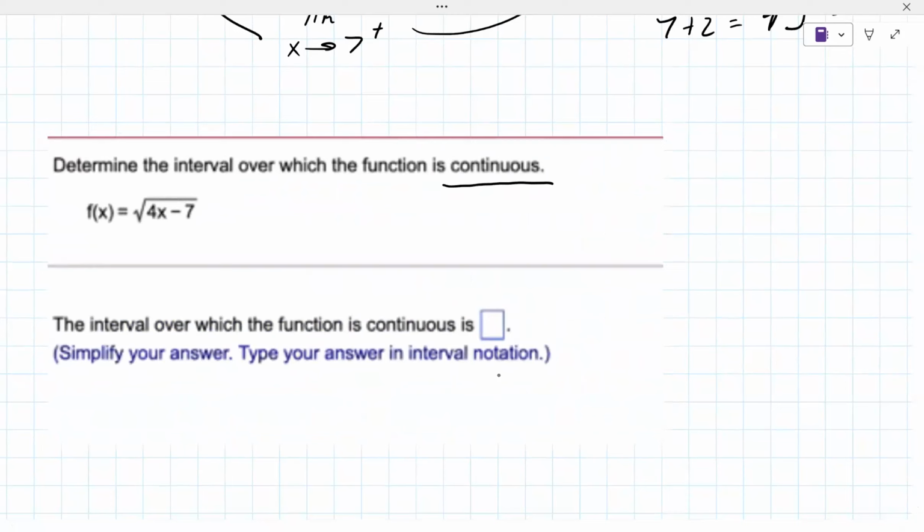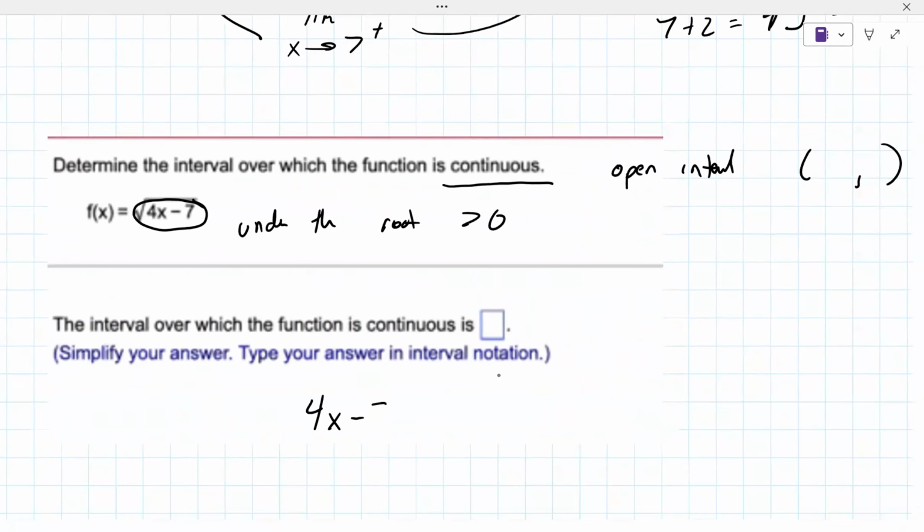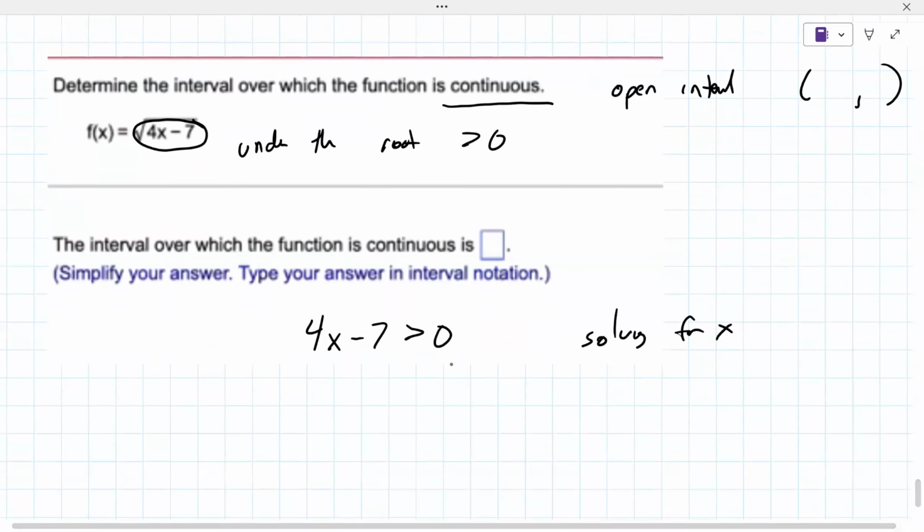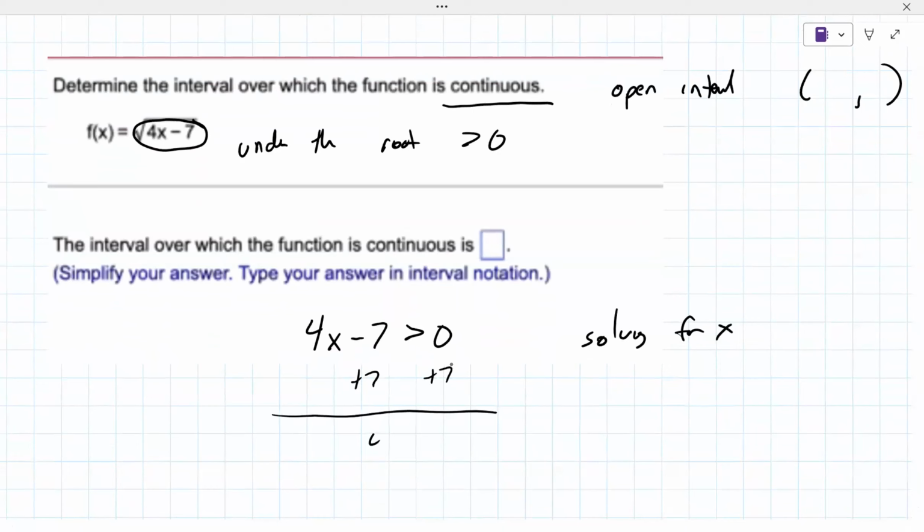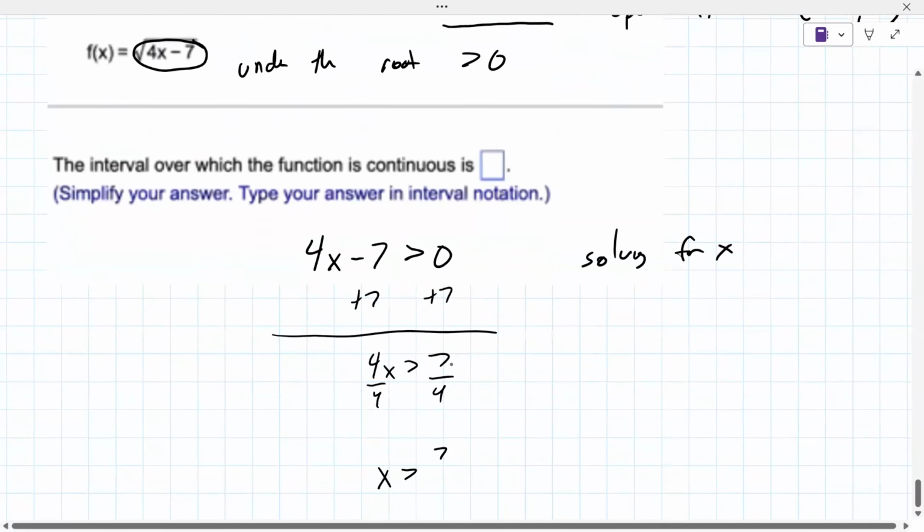All right. So the interval in which the function is continuous, this is always what's called an open interval, which means that you're going to use parentheses. You're never going to use brackets, always parentheses. You're setting the part under the root greater than 0. So you're just writing 4x minus 7 greater than 0, and then solving for x. Okay, so we're going to add 7 to both sides. 4x is greater than 7, divide by 4, divide by 4. x is greater than 7 over 4.